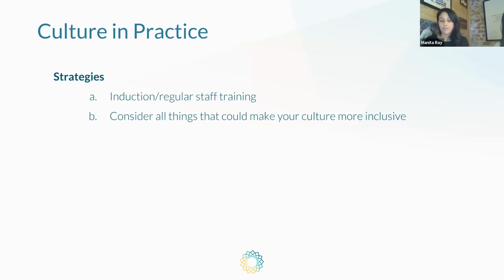Obviously, in terms of making your culture more inclusive, you really want your leadership team to be on board as well. So that's a massive thing that needs to be taken into account. And then again, it could be anything from providing safe opportunities to share and discuss as well. And we'll talk a little bit about the gender committee in a second.